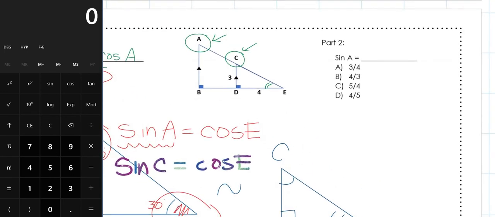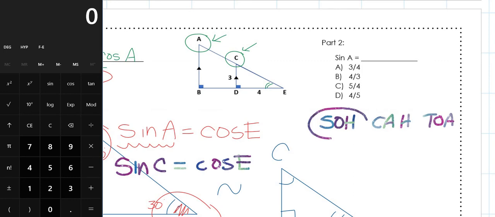So for part 2, we have sine of A equals. Now, naturally, I'm thinking I'm going to write cosine here. But when I look at my choices, I notice they're not really asking me about the cosine of whatever the other complementary angle is. They're specifically asking me what's the ratio, what's the sine of A. So I'm going to erase cosine. And now I'm going to think to myself, sine, well, I'm going to do SOH CAH TOA.